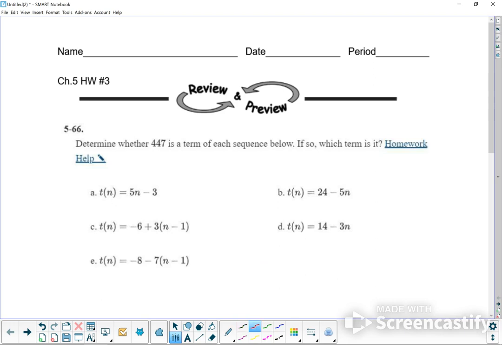So if I want to know if 447 is a term of the sequence, I just have to write down 447 instead of T of n right here, and see if this can be divided, subtracted, and added evenly into it. So I have to go plus 3. This would give me, and I'm going to write on the side, 447 plus 3 is 450 equals 5n. So I'm going to go ahead and divide it by 5.